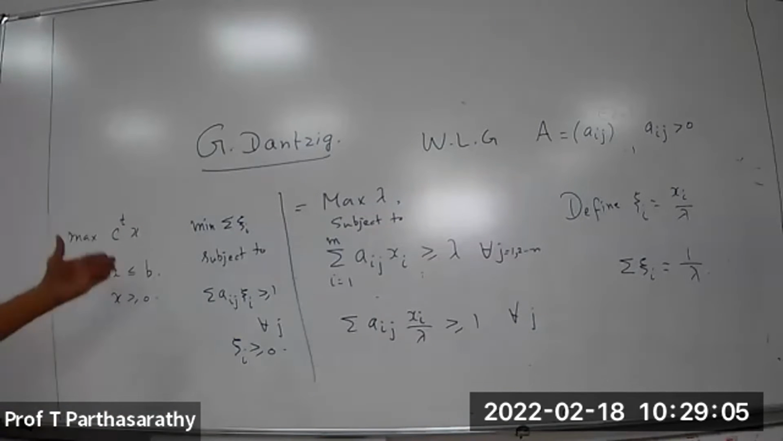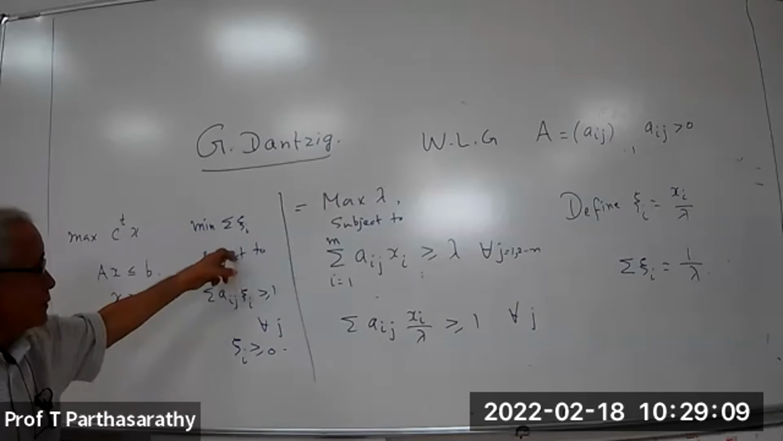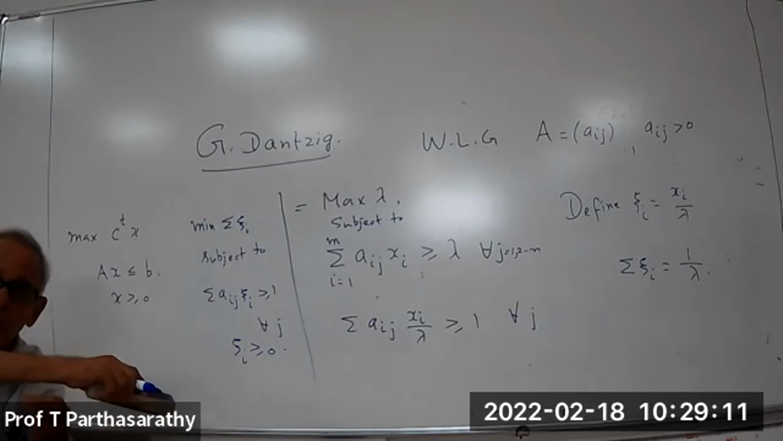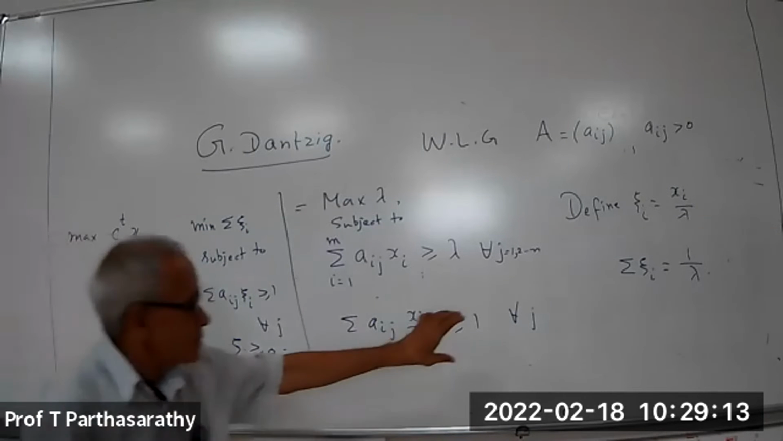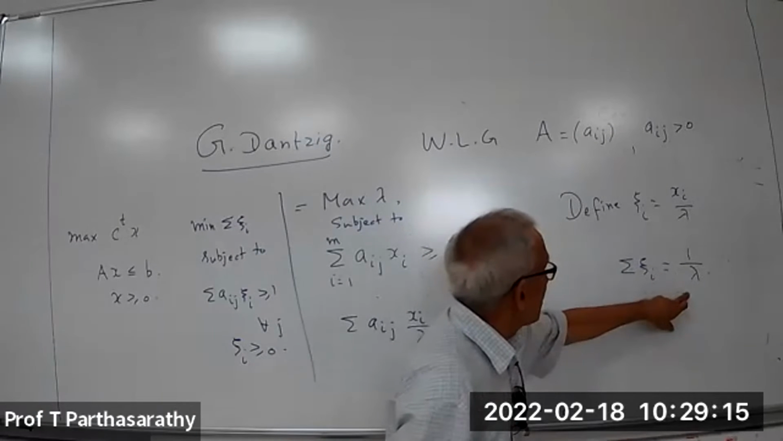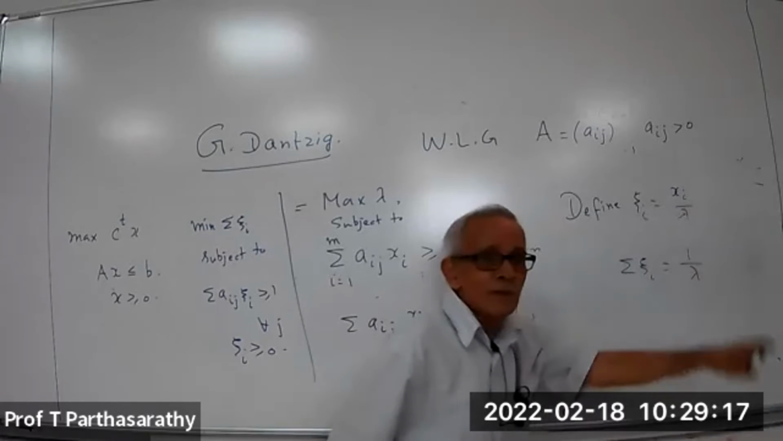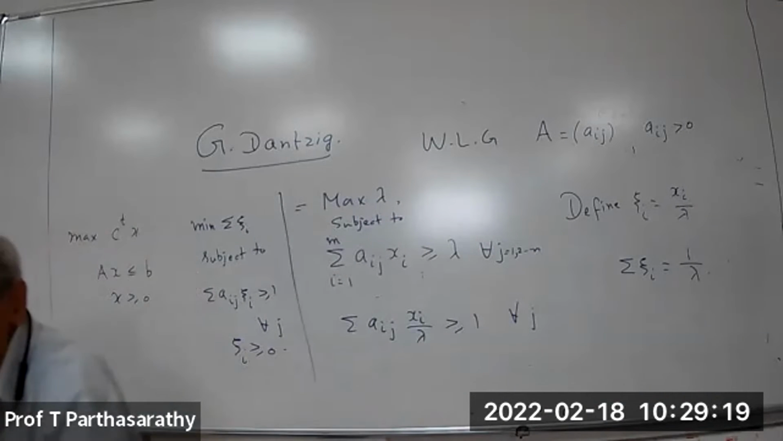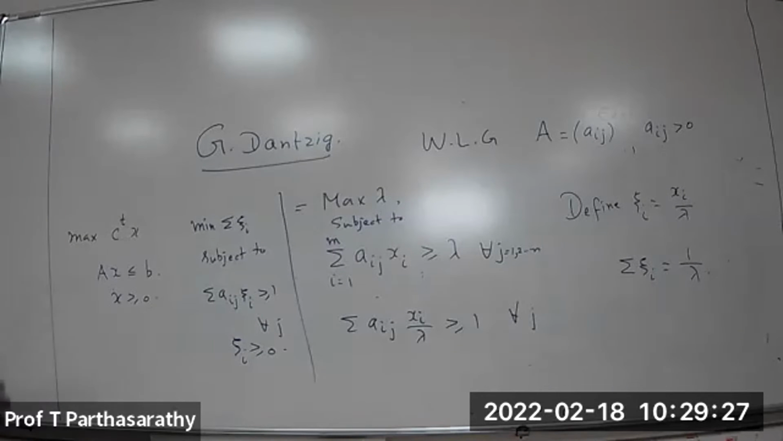So what you do is you solve this minimum problem, and what you get as the minimum value will be 1 by lambda. So once you know this value, I know lambda. Once I know lambda, I know the optimal strategy. After he found it out, it looks like a very simple problem. The minimax theorem is a remarkable way of converting the given game problem into a very simple linear programming problem.